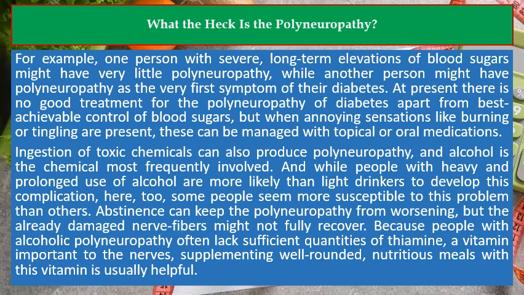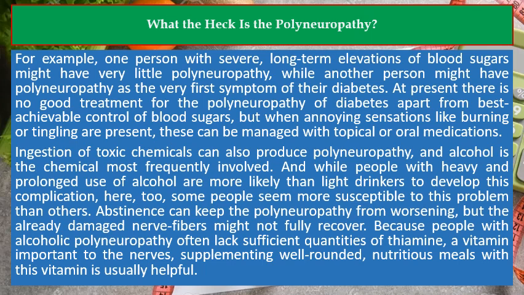Ingestion of toxic chemicals can also produce polyneuropathy, and alcohol is the chemical most frequently involved. And while people with heavy and prolonged use of alcohol are more likely than light drinkers to develop this complication, here, too, some people seem more susceptible to this problem than others.